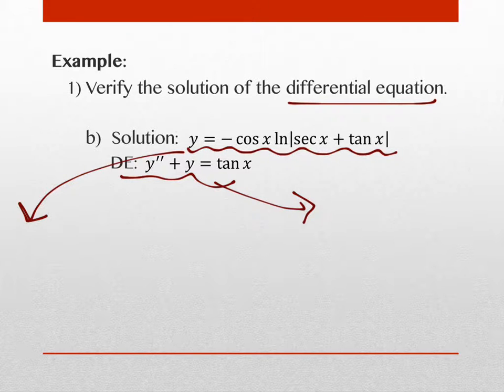So if we take our proposed solution, we have y equals negative cosine x times the natural log of secant x plus tangent x. And you should notice that this particular solution is of what kind of problem? Somebody said it. It's a product. This piece and this piece are multiplied.